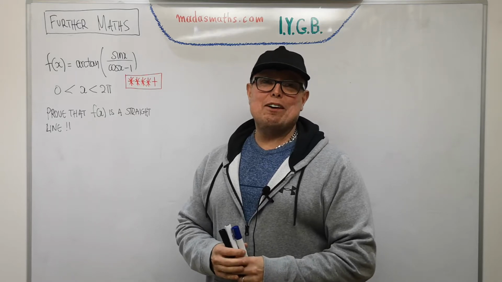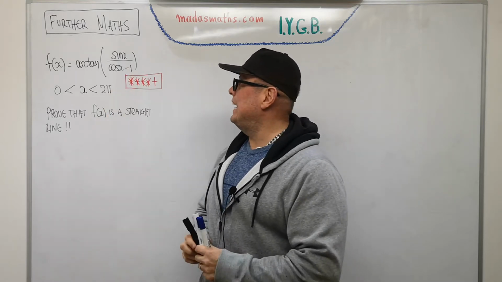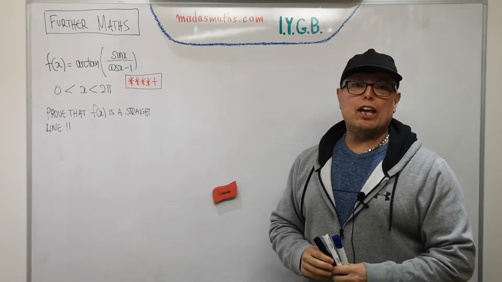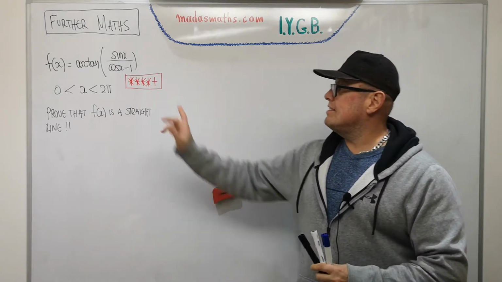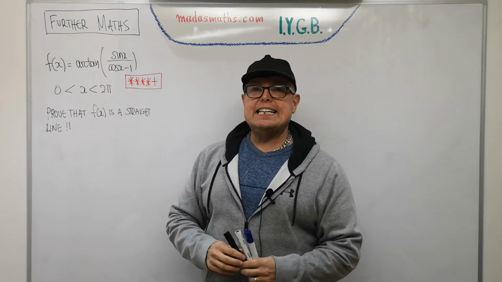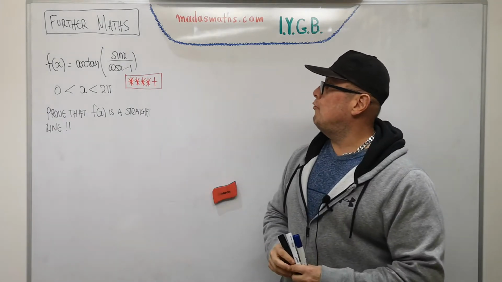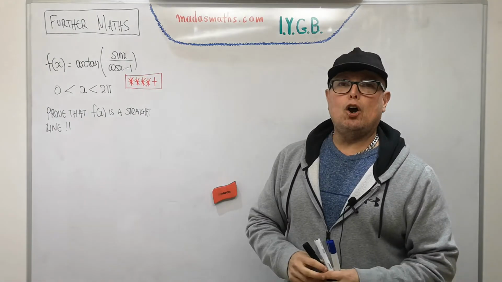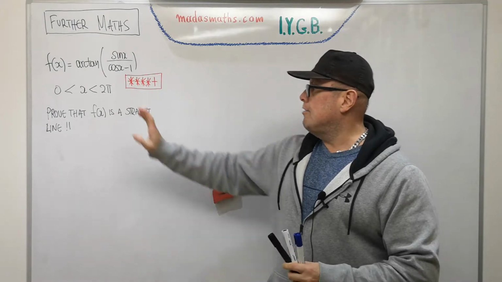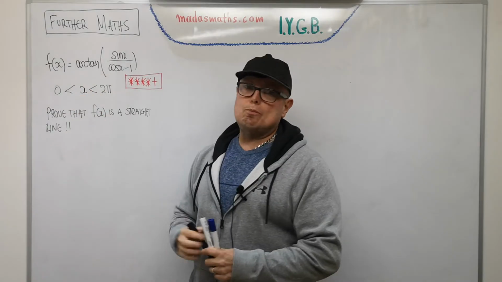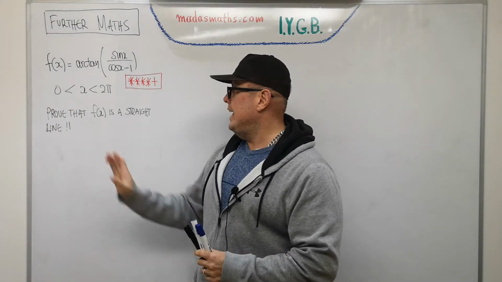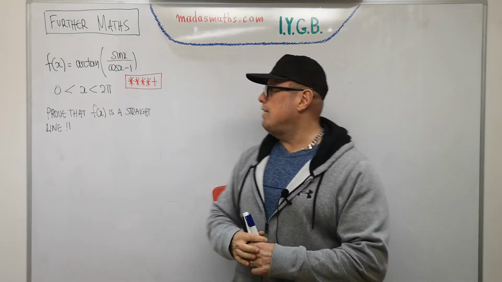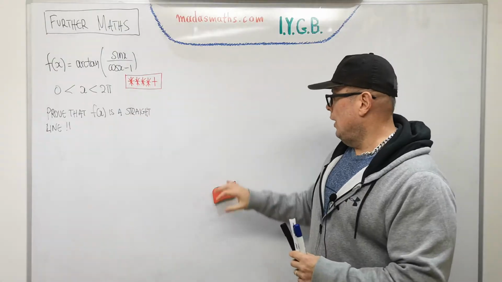Hello and welcome back. Further maths today. We got this particular question. I think it's on the core of further maths. We got the function f of x is equal to the arctan of sine x over the cos of x minus 1, defined between 0 and 2 pi, not inclusive on either end. And the question says, prove that f of x is a straight line.